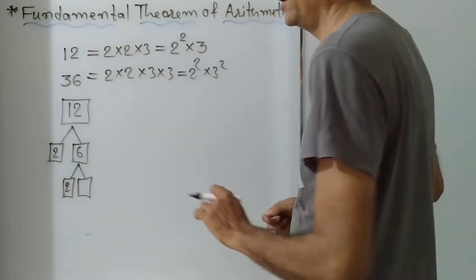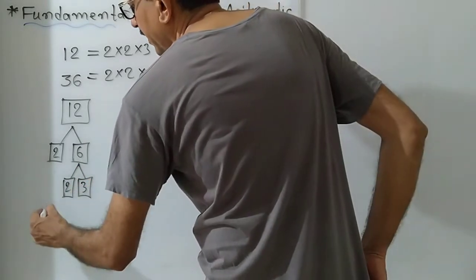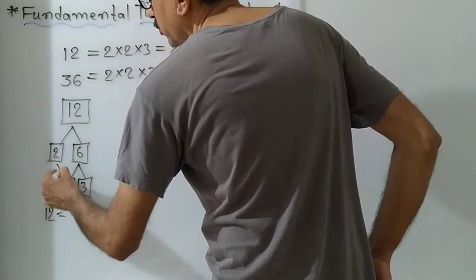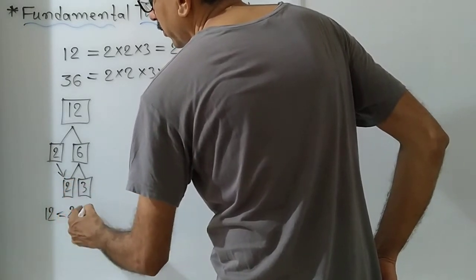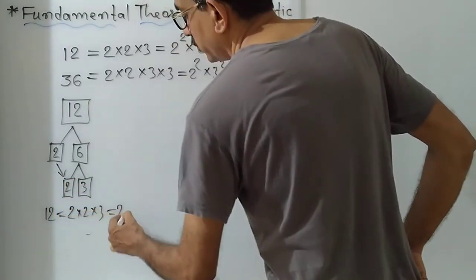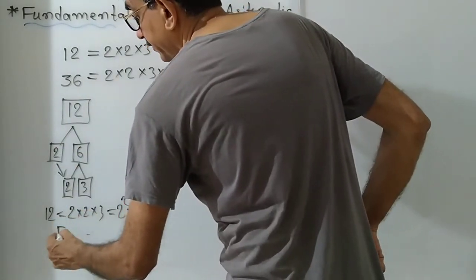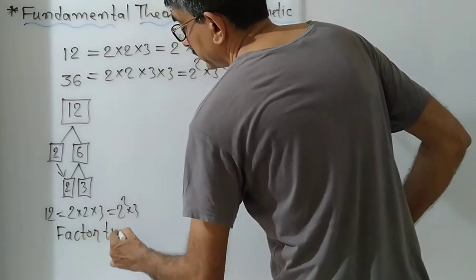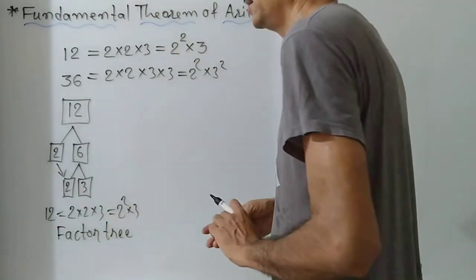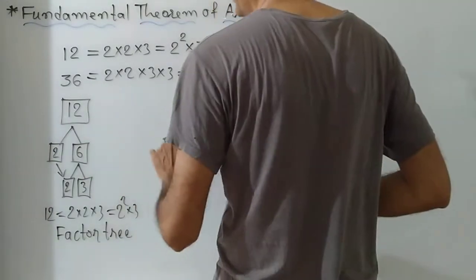Yes. Why? It is an even number. 2 times how many is 6? 3. Okay. So here we can write 12 is equal to 2 into 2 into 3. 2 into 2 into 3 is equal to 2 square into 3. This is said to be a factor tree. It looks like the branches of a tree. That is why it is said to be the factor tree method.